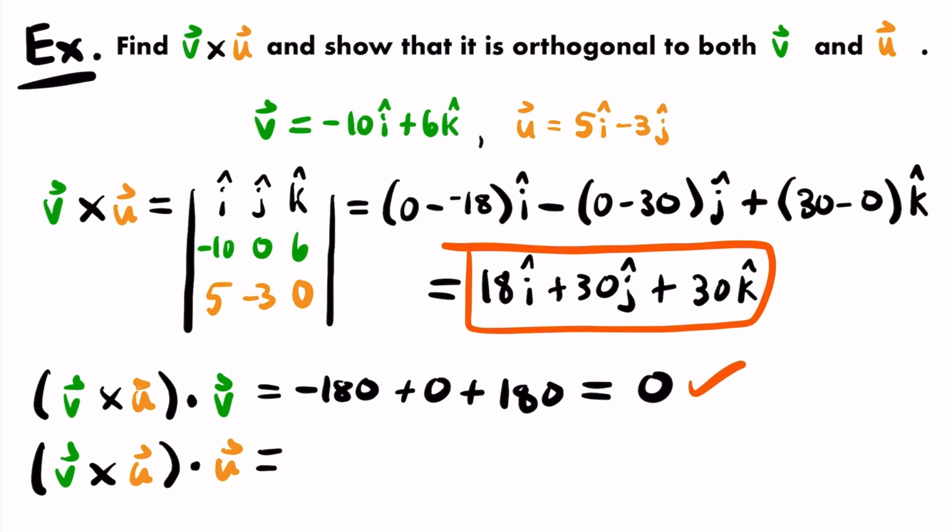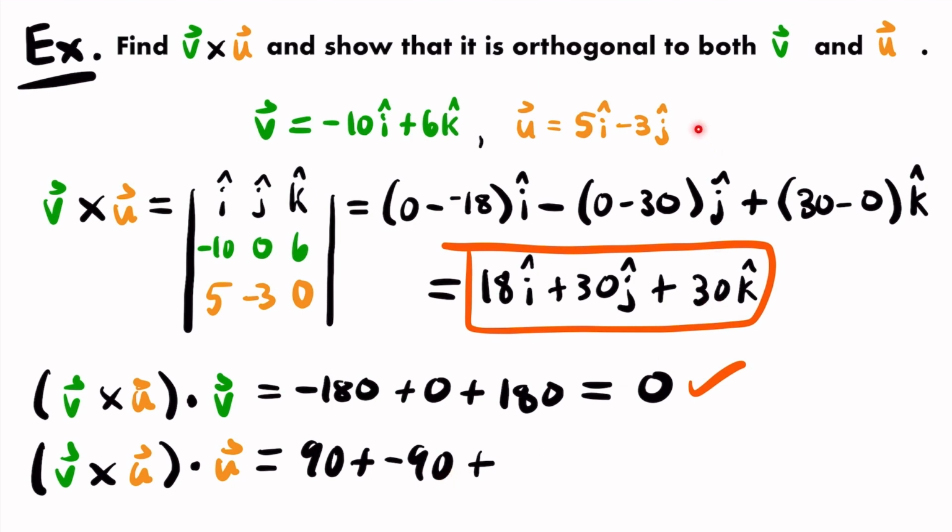So that checks out. The dot product of vector v and this cross product is 0, so we know for a fact that those two vectors are orthogonal. They're perpendicular. But now what about vector u and our cross product? We'll start by multiplying the x components. 18 times 5 is equal to 90. So we'll have 90 plus the product of the y components. So we'll have 30 times negative 3. 30 times negative 3 is negative 90. So we have negative 90, and then we're adding that to the product of the z components.